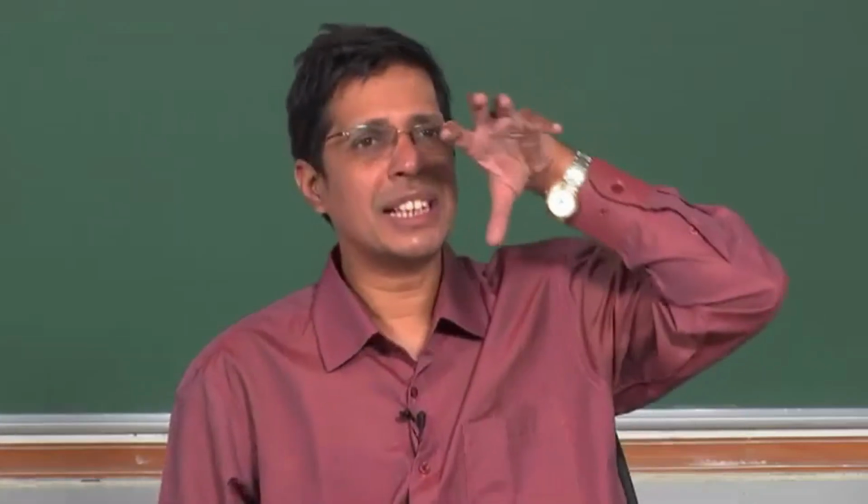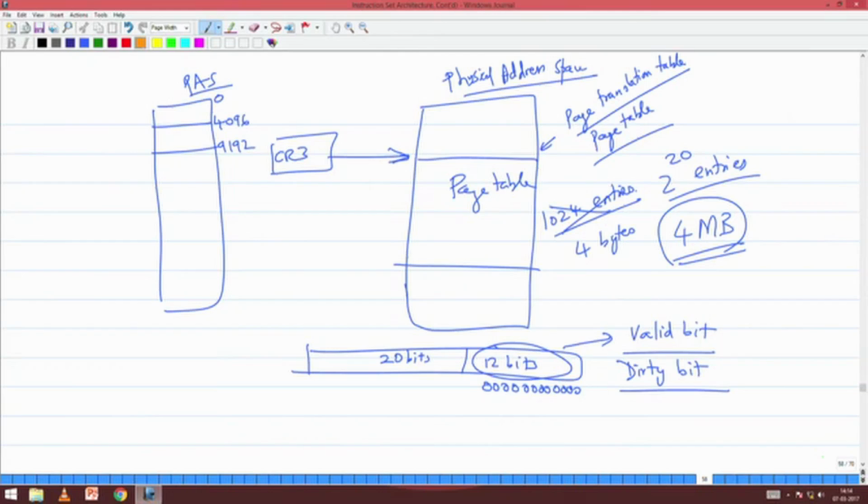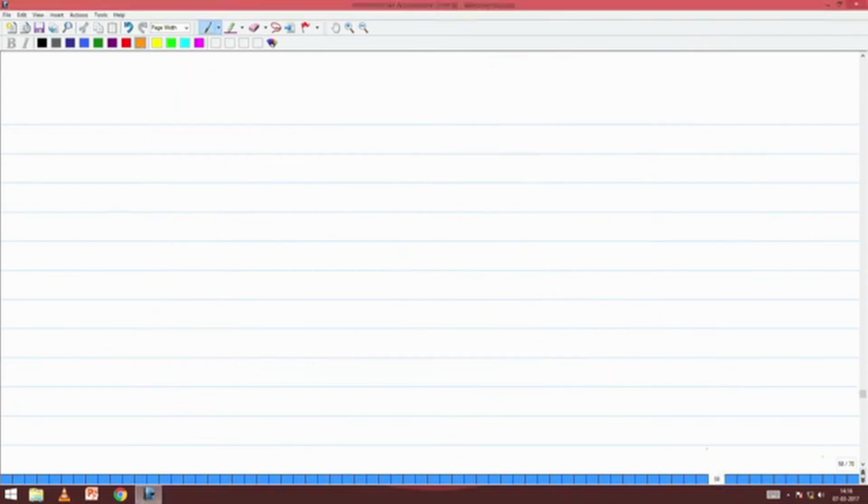So the 4 MB that I want to store for the page table, can I do something better? That is the question. Not only in Intel, there are many other architectures which follow what we call multi-level paging. What is multi-level paging? It's very simple actually. In multi-level paging, the entire 32 bits, I make it as 12 bits, 10 bits and 10 bits.